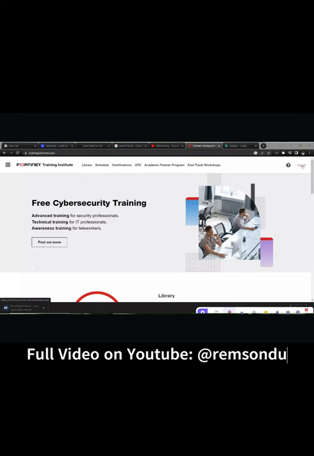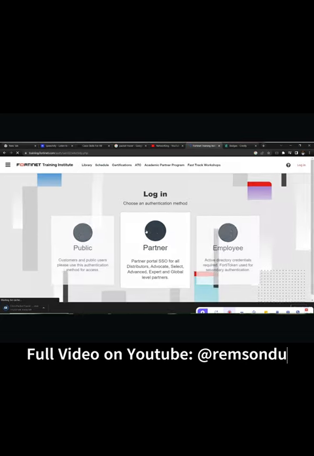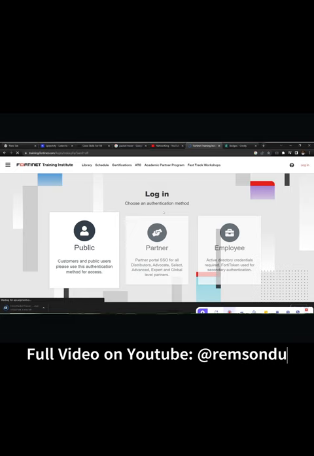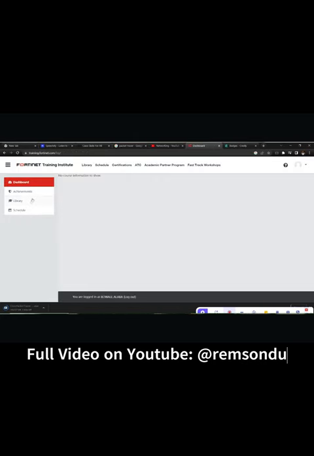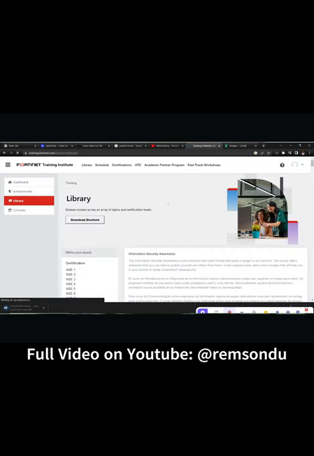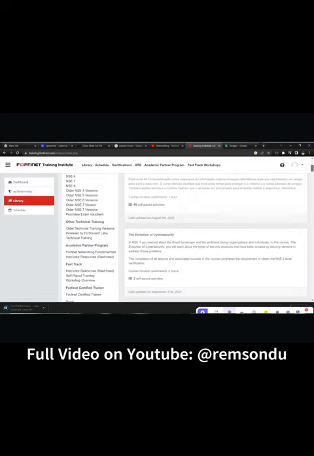On that, then we have training.fortinet.com. This is a platform that is powered by Fortinet to be able to train more than 1 million people across the world on cybersecurity. They have courses from NSE1 to NSE8. The trainings and materials are top-notch, highly standardized training for anybody that wants to start a career in cybersecurity.